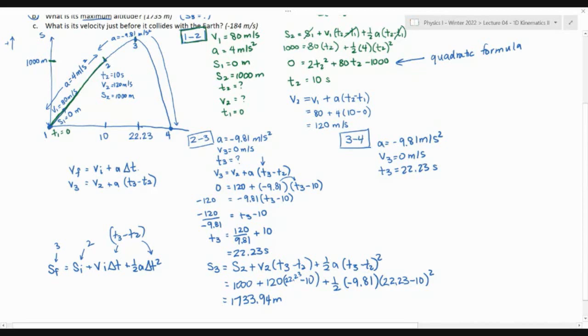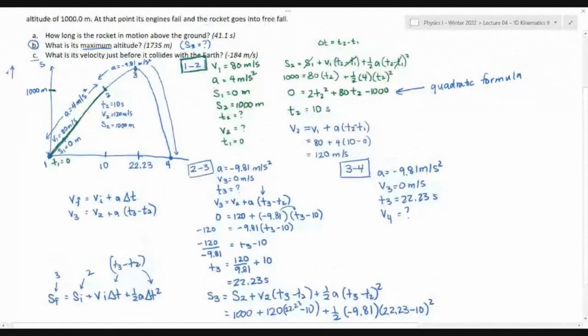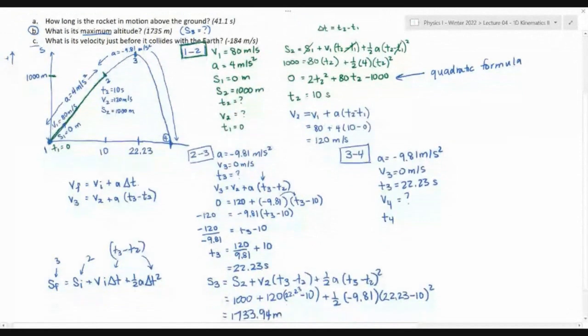And so we have our acceleration, our V3, our T3. The question for part C is saying what is its velocity when it collides with the Earth? So that means it's asking for V4. But part A also asks how long is it in motion? So that means what is T4? So what is this time over here when it hits the ground? Okay, so that number we need to find as well. I'm going to get rid of that 4. Okay, so V4 and T4 is what we want.